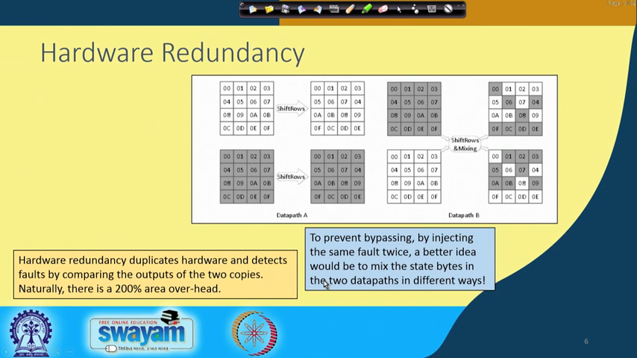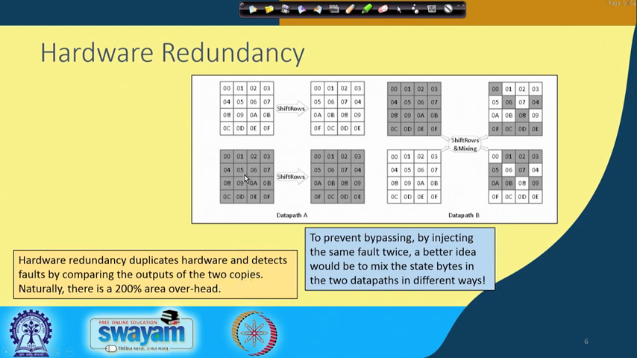First, the most obvious countermeasure would be hardware redundancy. As we know, hardware redundancy means that I duplicate the hardware and detect faults by comparing the output of the two copies. So there are two copies, I redo the operation, and I check. Naturally, there is a 200% area overhead, because if it was x, now it is 2x, basically the requirement of the hardware.